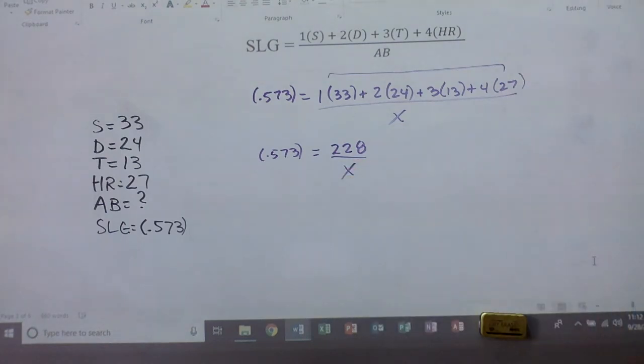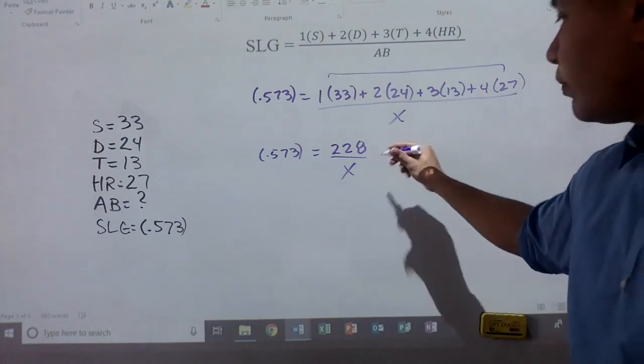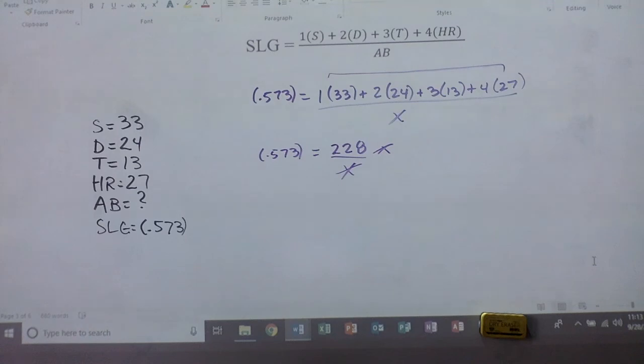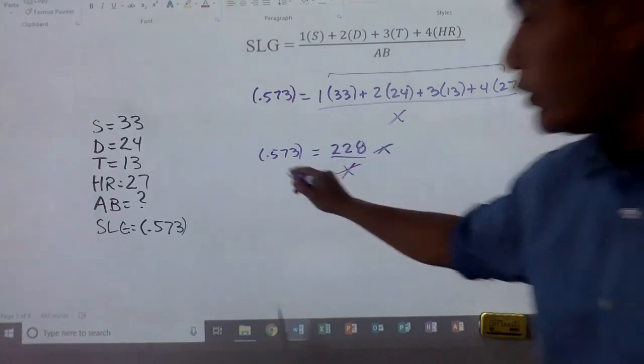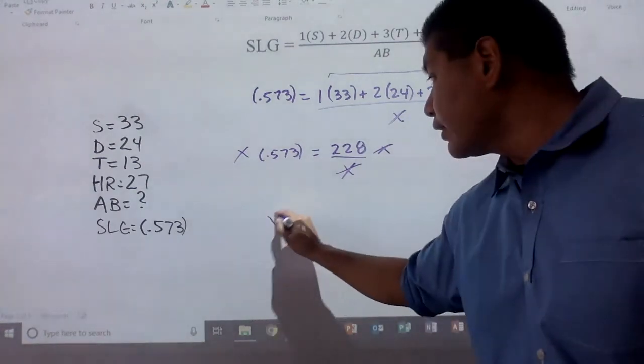My goal is to solve for that x. But the x being in the bottom is a problem. I gotta get it to the top. And how should I do that? By doing the opposite of it. This is division. The opposite of division, multiplication. So if I multiply, these two cancel. But it cancels on that side, so I gotta put the x on the other side because I multiplied it. So now I have x.